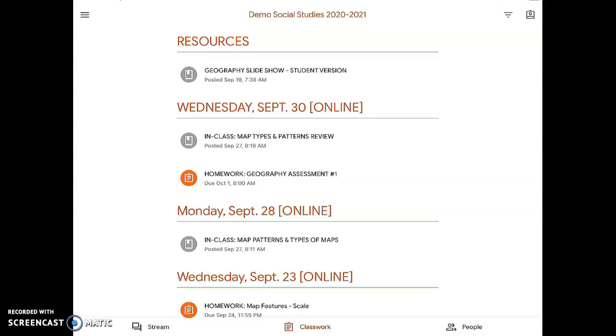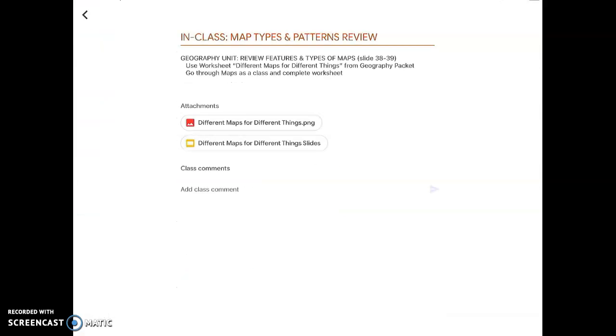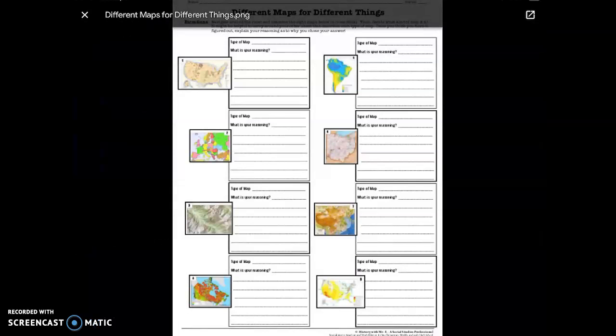So this is what we did in class or are doing in class today. I'm going to open up the in-class material. You'll notice that there's a PDF if you do not have yours from the packet. You can open it up, you can write on it and move it into Notability. Okay, this is what it looks like.